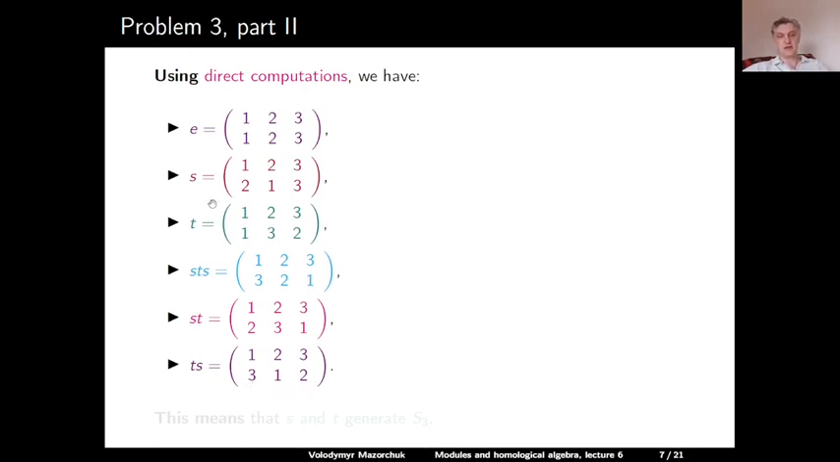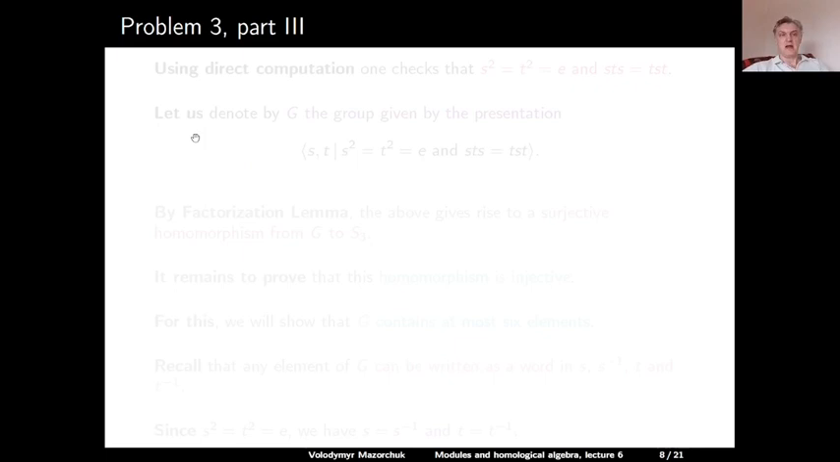This means that any permutation is a product of S's and T's, of course, every non-identity permutation, and this means that S and T generate S3. Now we have to check that our set of defining relations is a full set of defining relations. It is very easy to check directly from the definitions, using direct computation, that S squared is equal to T squared is equal to the identity, and that STS is equal to TST. So our S and T satisfy these relations.